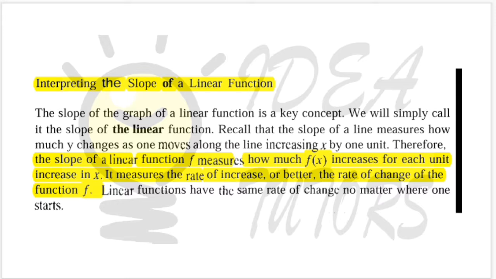Like for my budget line, basically all these slopes will tell me the changes. So, mathematically, the slope of a linear function measures how much the function, or the y, increases for each unit increase in x. It measures the rate of increase, or better, the rate of change of the function. Rates of change are measured with the help of slope. Slope will tell me the rate of change, what change is occurring in my dependent value as the independent value changes. This will be indicated by the slope of that function.